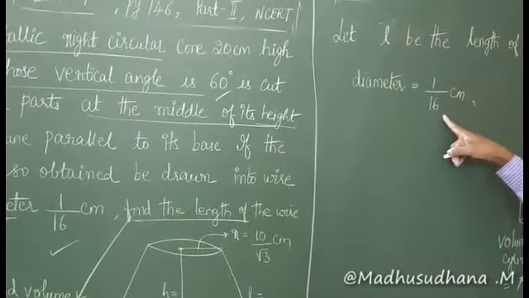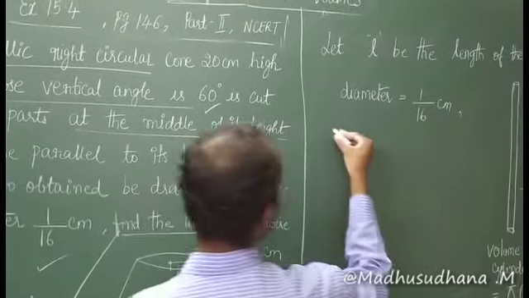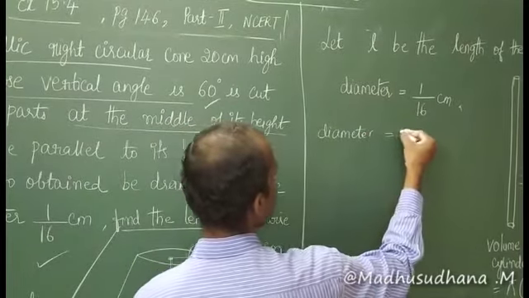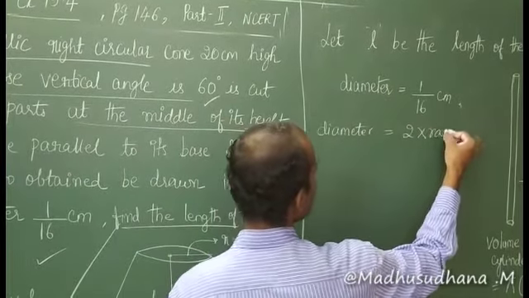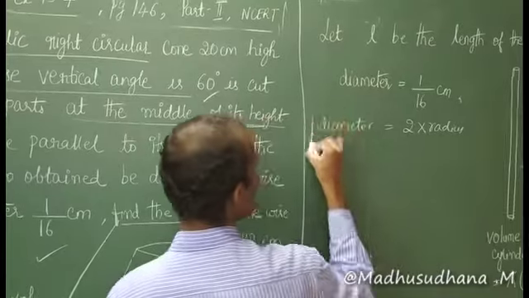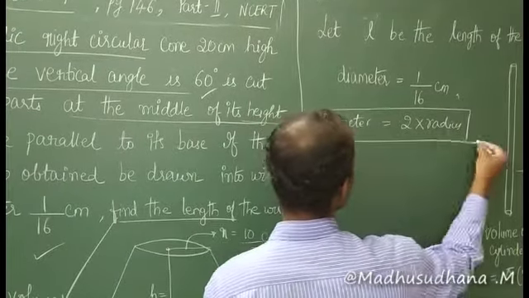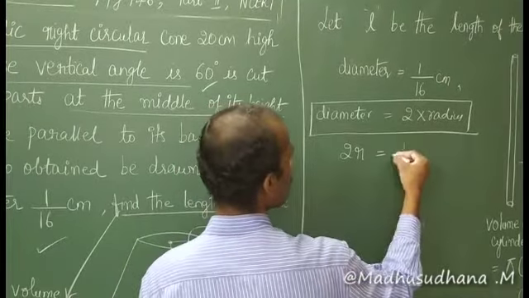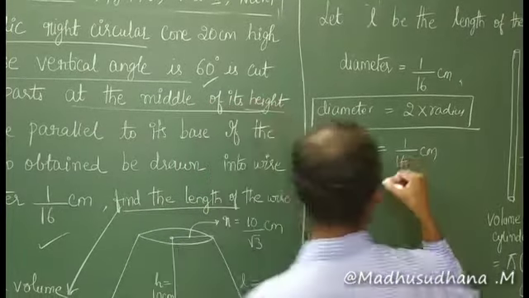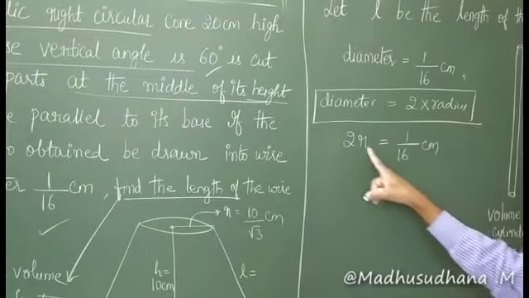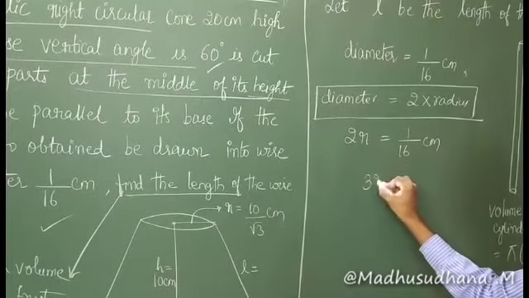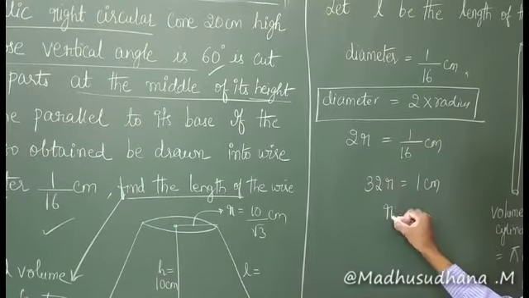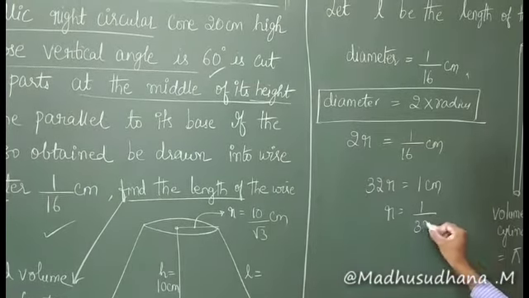So diameter equals 1 by 16. What is the diameter? Diameter is always 2 times the radius. So in place of diameter, I can write 2r, which is equal to 1 by 16 centimeters. Now if I cross multiply, I shall get 32r is equal to 1 centimeter, or r is equal to 1 by 32 centimeters.